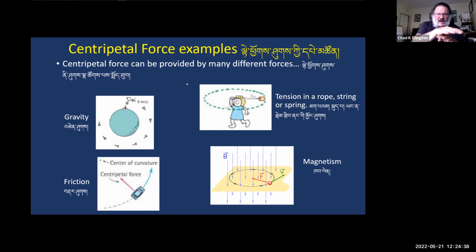Yeah, if you're going straight, it's not a centripetal force because of friction, only around curves.